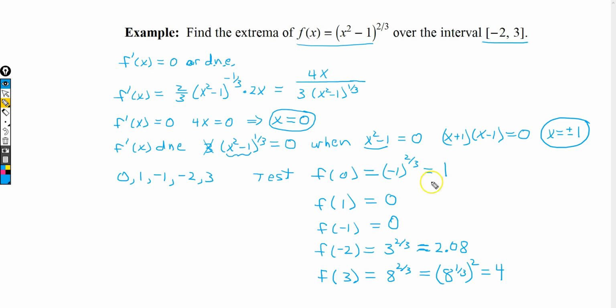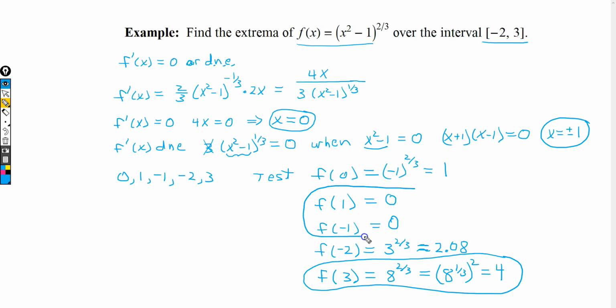Alright, so here's all of our information. We just have to pick out the largest and smallest values. So we see that our function has a maximum of 4 when x is equal to 3. And we actually have one minimum value of 0 occurring at 2 different locations. So we have a minimum of 0 occurring at -1 and +1.